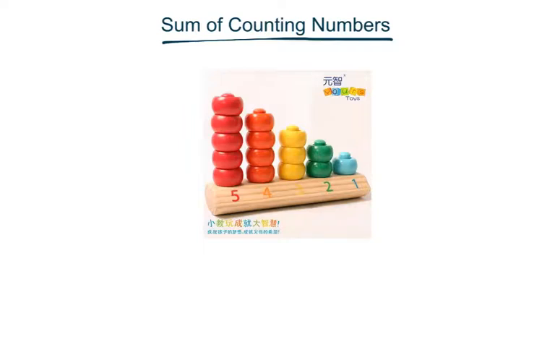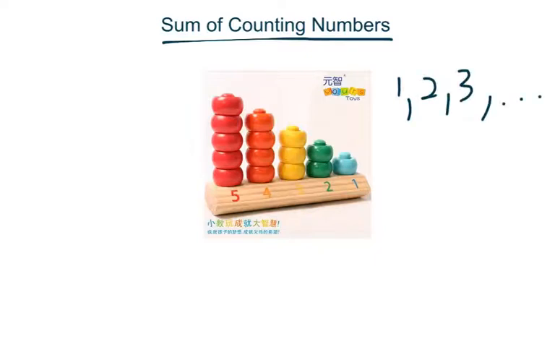All right, sum of counting numbers. Counting numbers are the first types of numbers that you learned. So when you were a baby, you learned how to count 1, 2, 3, 4, 5. So counting numbers start with 1. They're the natural numbers.